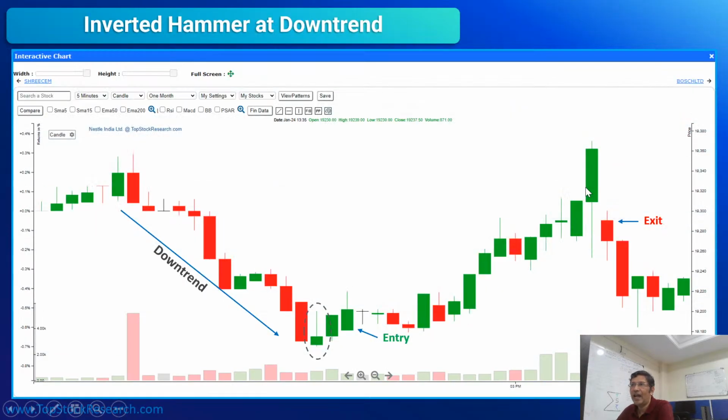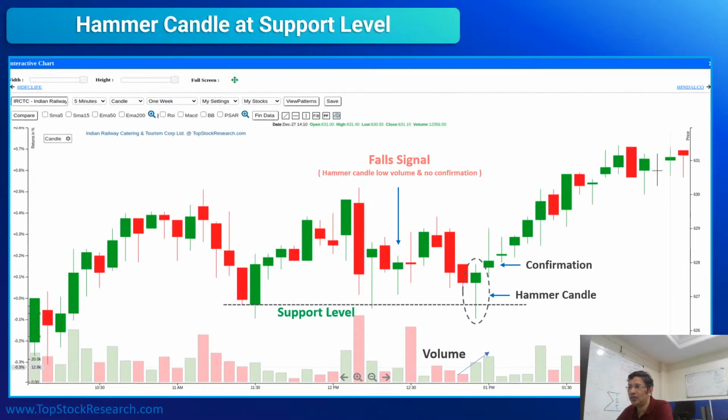Another example that we have is at a downtrend, right? Inverted hammer at a downtrend, very similar to the previous one. Then wait for the confirmation candle and get in, right? In the previous examples, what we have seen is that immediately after the confirmation candle, the price is going up, right? That will not always be the case, right?